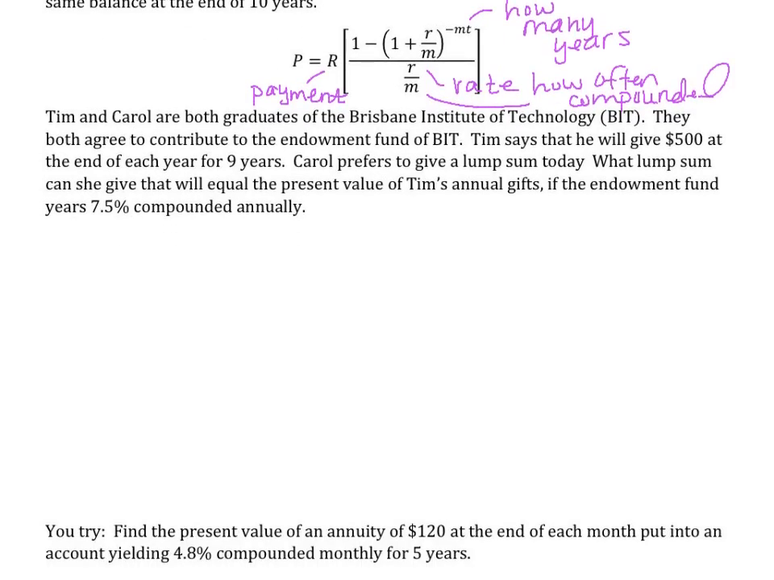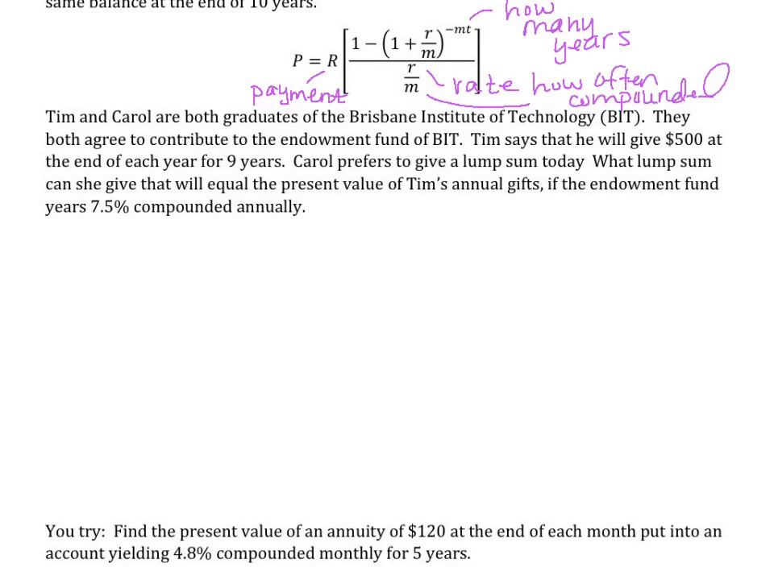Tim and Carol are both graduates of the Brisbane Institute of Technology, so BIT. They both agreed to contribute to the endowment fund of BIT. Tim says that he'll give $500 at the end of each year for 9 years. However, Carol prefers to give one lump sum today instead of making payments. What lump sum would she need to give that would equal the present value of Tim's annual gifts?